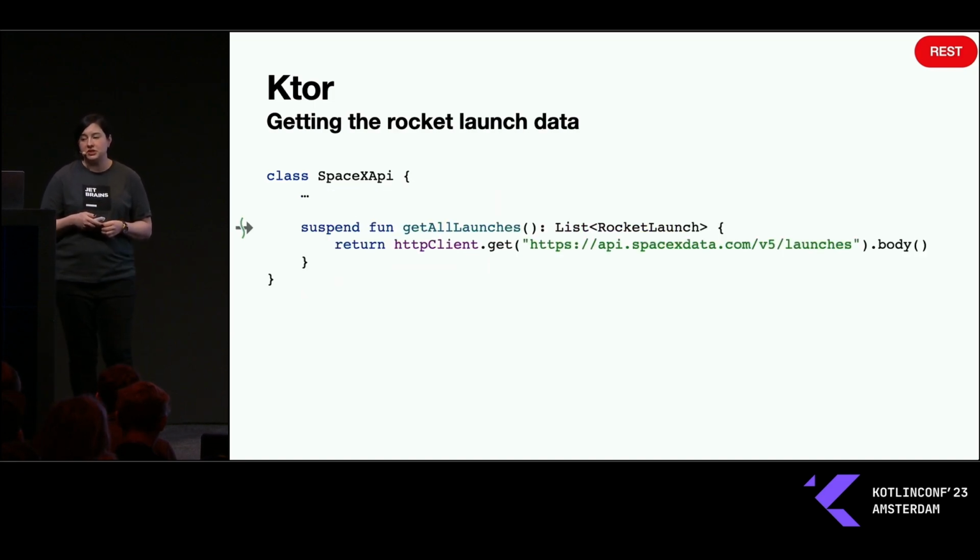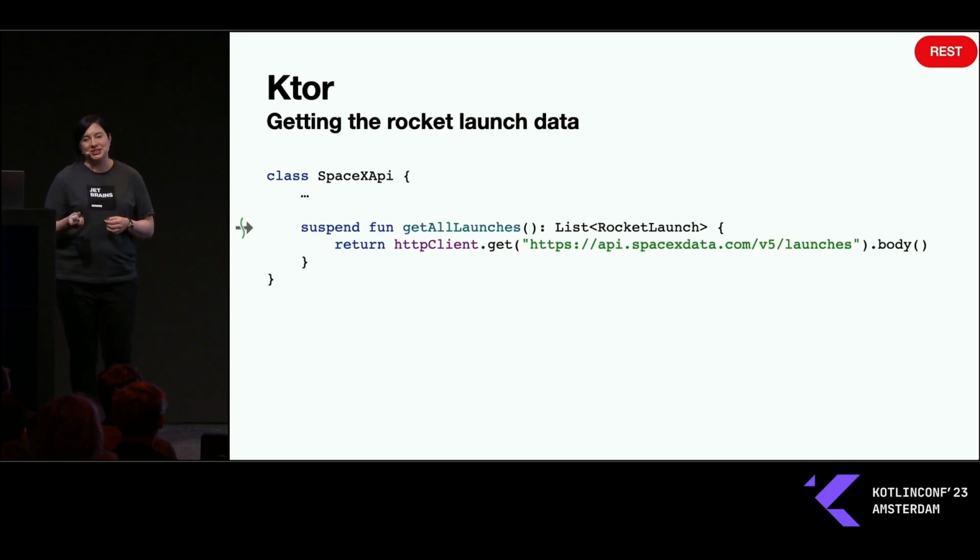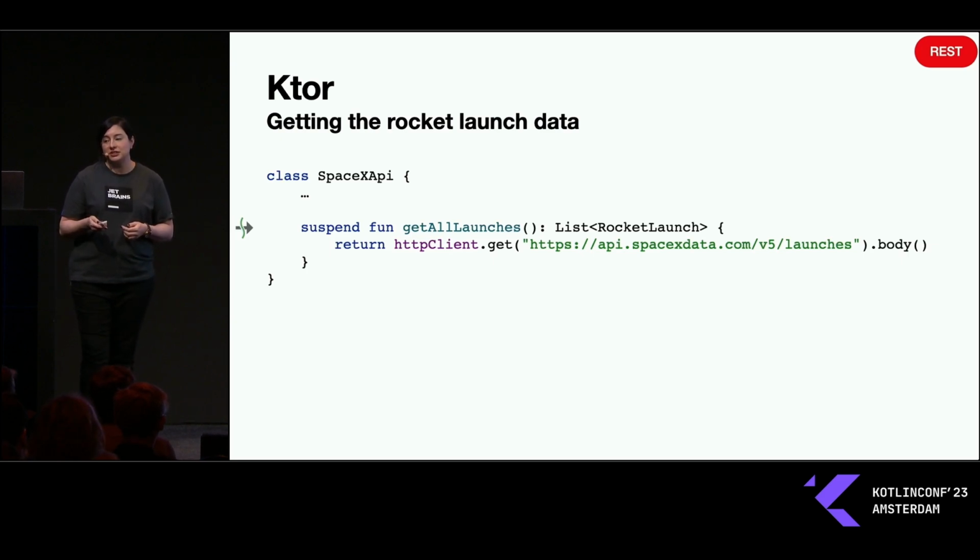So next, we need to create a function that the rest of our app is going to use to get all the rocket launch data, and we're going to call it get all launches. To get all those launches, we use the HTTP client's get function.